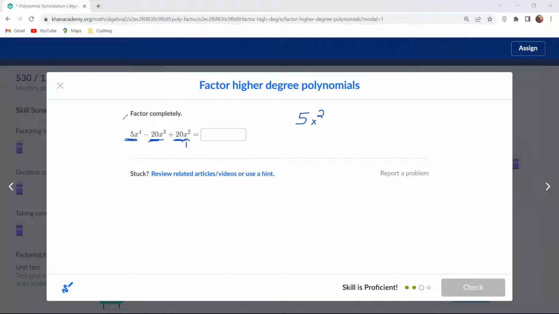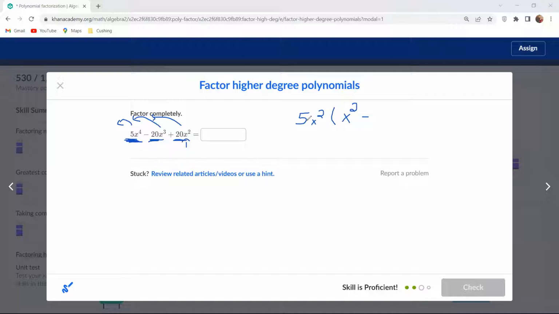So I'm going to pull 5x squared out of every single term and rewrite it like this. So I get 5x squared times, and what I do is I ask myself, 5x squared times what is going to give me 5x to the fourth? Well, the number I need is 1 because 5 times 1 is 5. And I'm just going to multiply this by x squared. 5x squared times x squared is 5x to the fourth. Add the exponents.